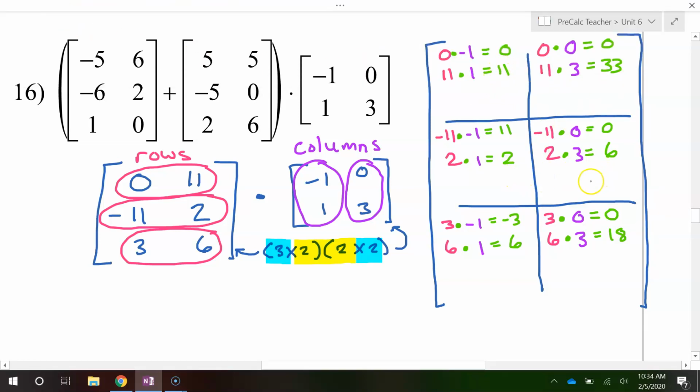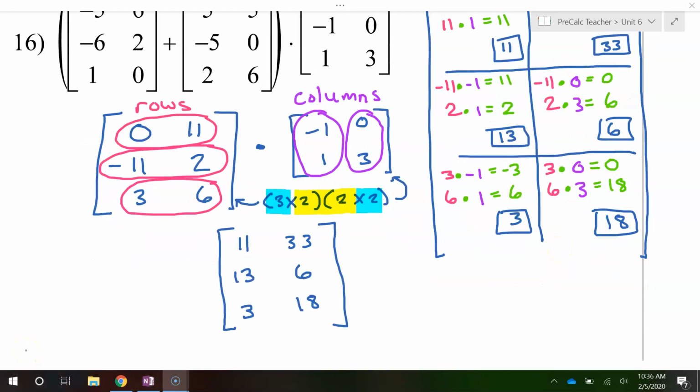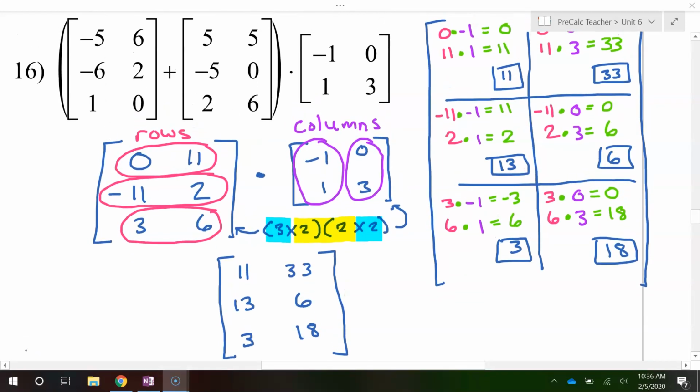Finally, we add up the green numbers. So we will get 11 and 33 and 13 and 6, 3, and 18. But you can't leave it like this. You have to show that the final answer is just a 3 by 2 matrix, and here it is. You need to write all these little answers separately in their own matrix, and that's the final answer.